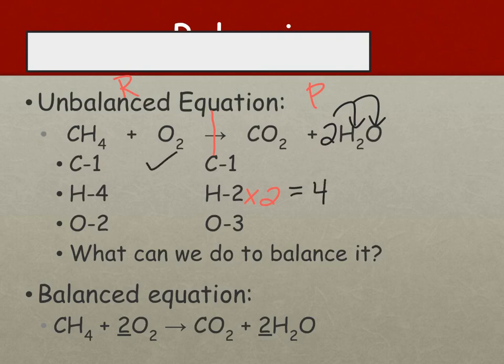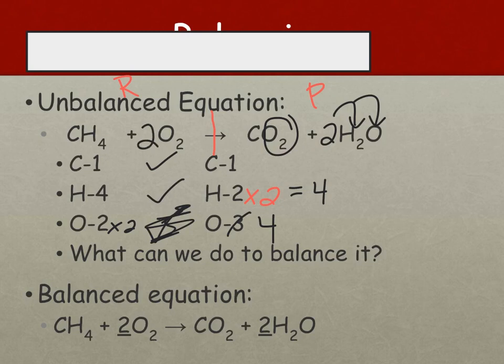Carbons are currently balanced. Hydrogens are now balanced. Oxygen, I now have 2 right here, and I have distributed this other 2, so I have 2 on the other side as well, so I have 4. On the left-hand side, I have 2. Multiply that by 2, add a 2, and I now have 4. That means everyone is satisfied. So here, it is basically 1 to 2 to 1 to 2.